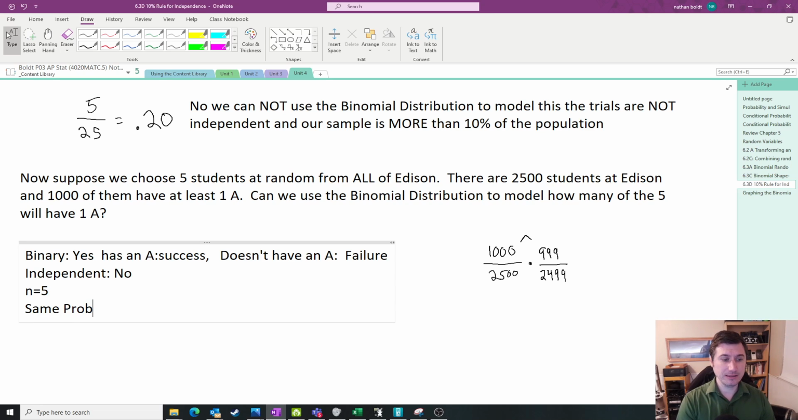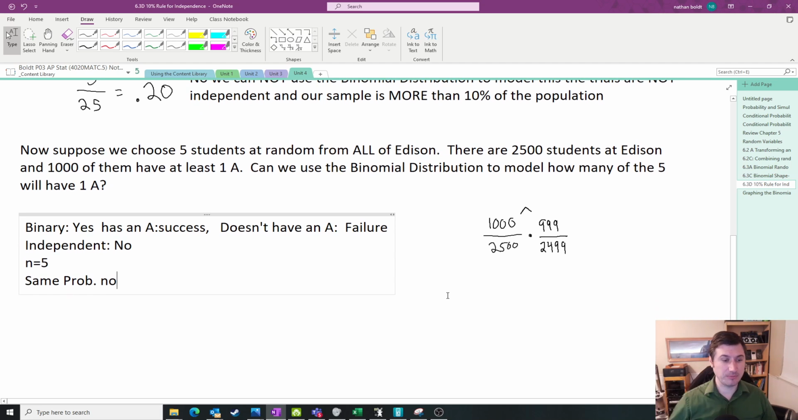Same probability. Again, yet technically no, because the probability changed because they're not independent. But not all is lost. We can now look for that 10% rule, all right? Are these two fractions close enough that it doesn't really matter? Well, that is checking the 10% rule.